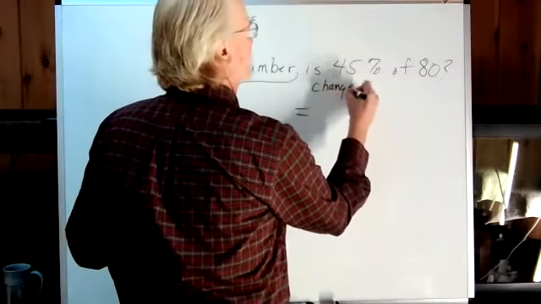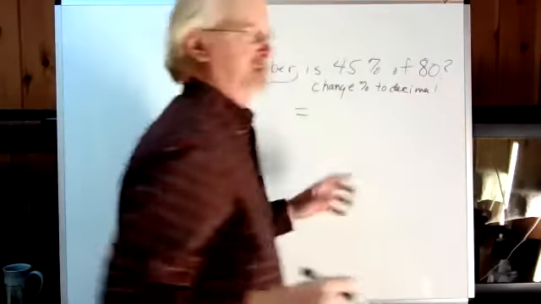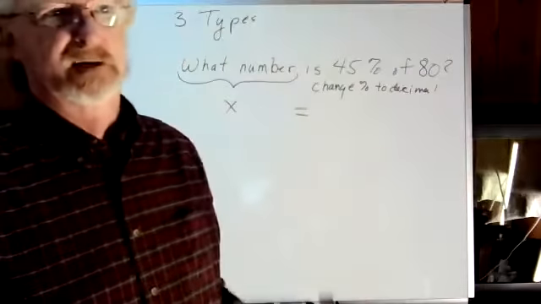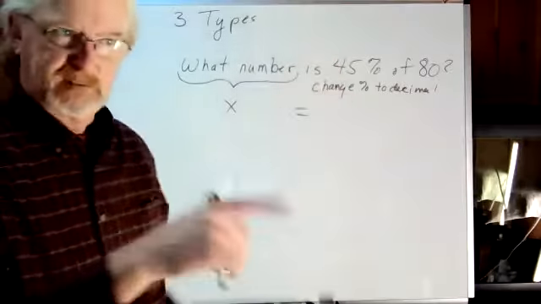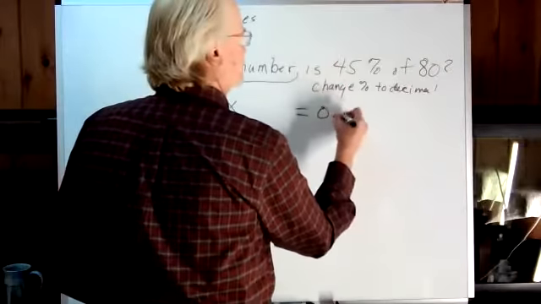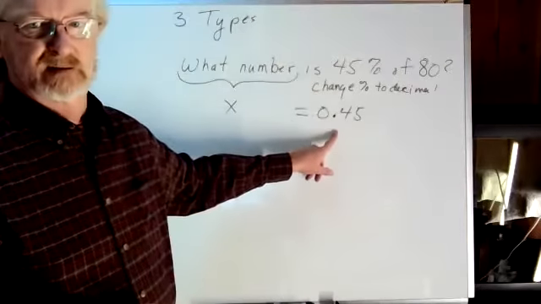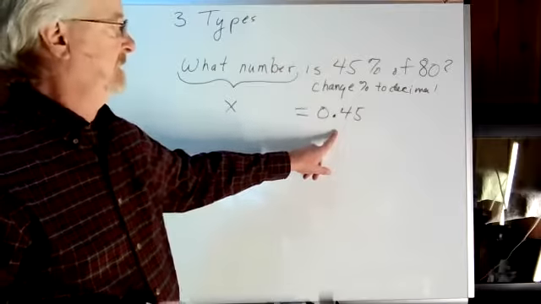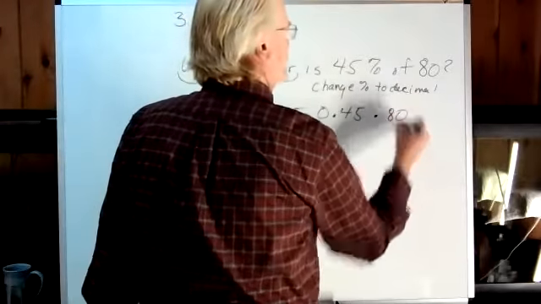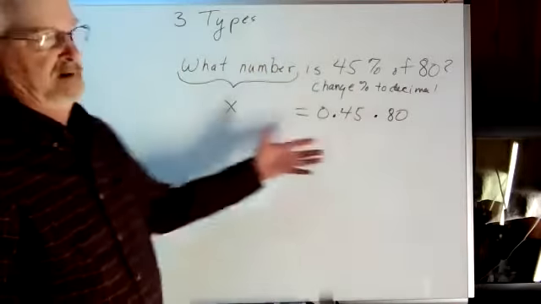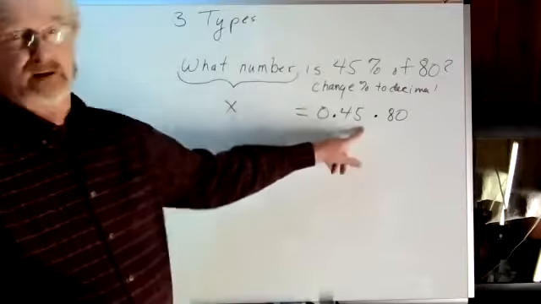Change percent to decimal. You never put the percent value itself directly into the equation. You'll get a number that's 100 times off. So 2 places, right? I'll be careful putting the decimal there. So 45% is the same as 0.45. Of is multiply. There's your equation. This one is kind of a nice shape, ready to go to work, right?